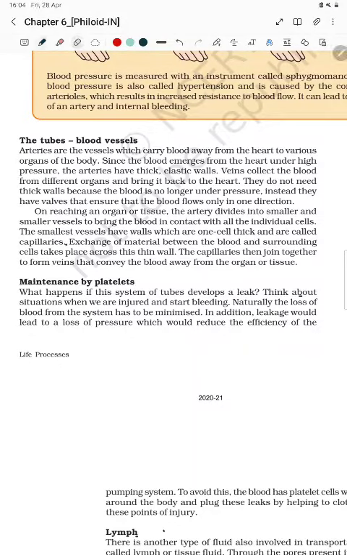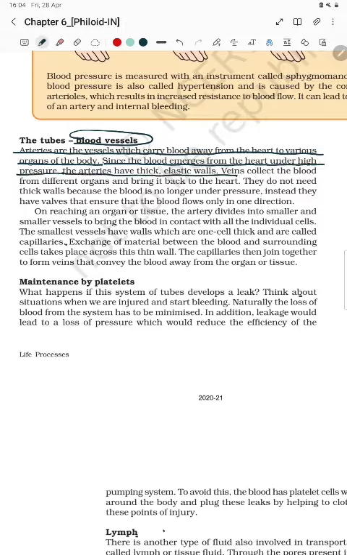Blood vessels. This is our heading, student. We are going to understand blood vessels. Arteries are the vessels which carry blood away from the heart to the various organs of the body. Since the blood emerges from the heart under high pressure, the arteries have thick elastic walls.